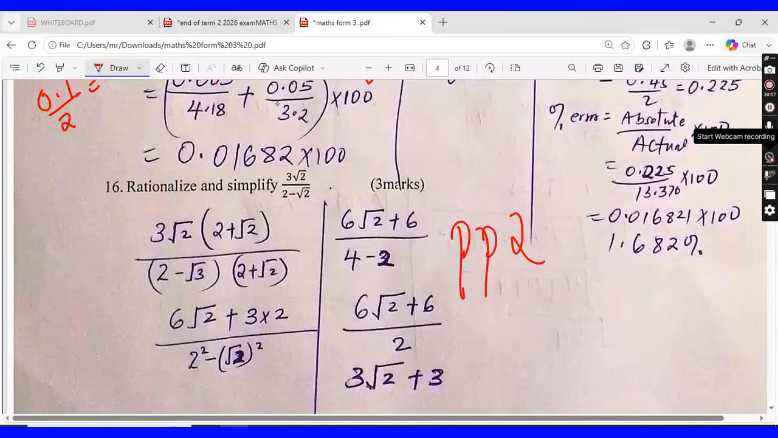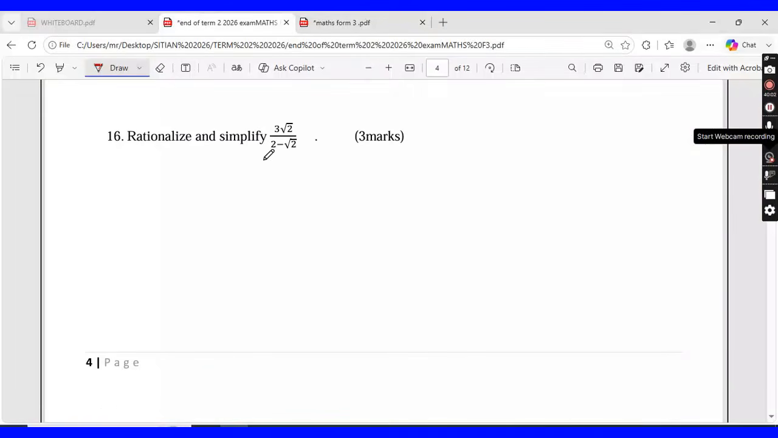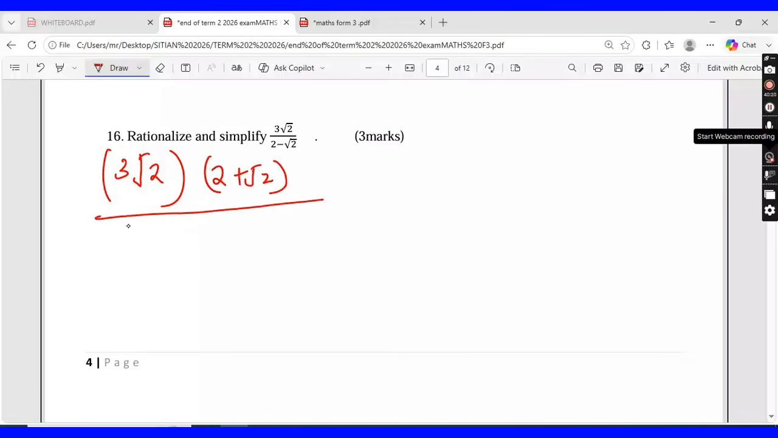Paper 2. So you multiply the numerator and the denominator with its conjugate. So 3 root 2, you multiply with the conjugate of the denominator, which is 2 plus root 2. That is the conjugate. Then the denominator, it is 2 minus root 2, you multiply with its conjugate, which is 2 plus root 2. Okay.